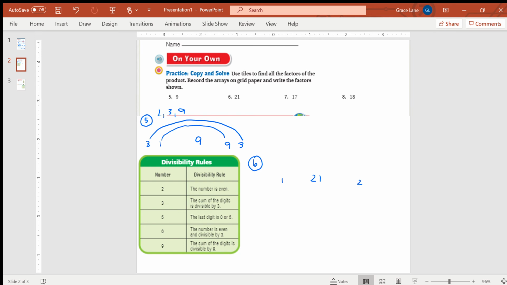1 and 21. Alright, so let's say, for example, you didn't know if 21 could be divided by 2. If you flip back to your divisibility rules, remember we marked the page earlier this week. Go back to the rules, and for example, if you didn't know if 21 could be divided by 2, it says the number must be even. 21 is not even, so I know that it can't be divided by 2.